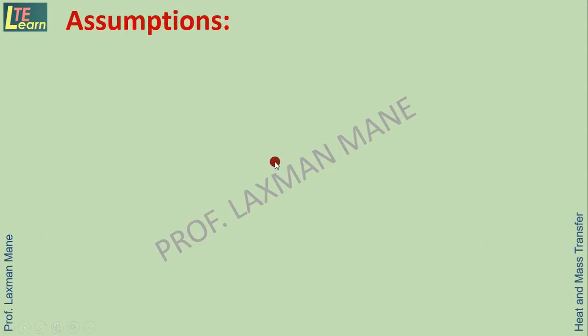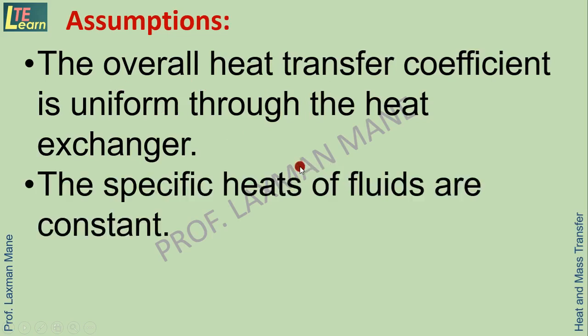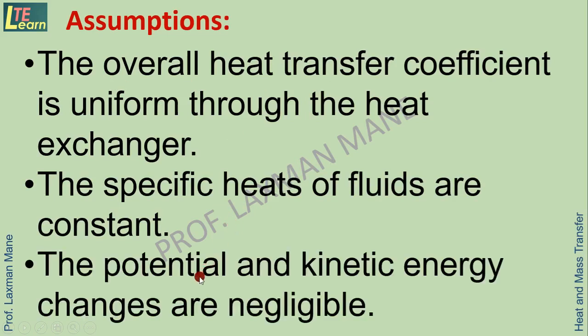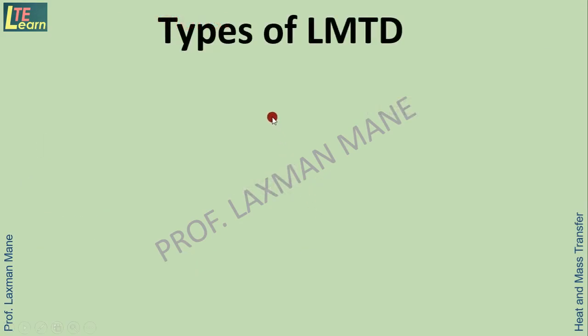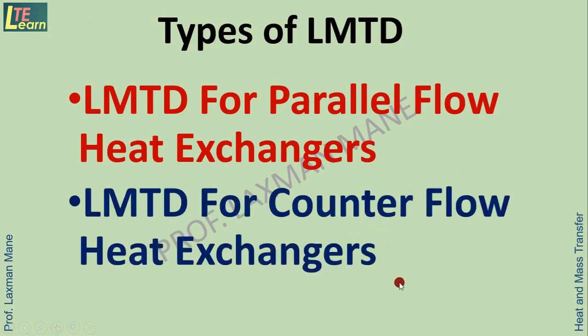For this, here are some assumptions. The overall heat transfer coefficient is uniform through the heat exchanger. The specific heats of fluids are constant and the potential and kinetic energy changes are negligible. Mainly there are two types of LMTD: LMTD for parallel flow heat exchanger and LMTD for counterflow heat exchanger. In this video session we will see LMTD for counterflow heat exchangers.